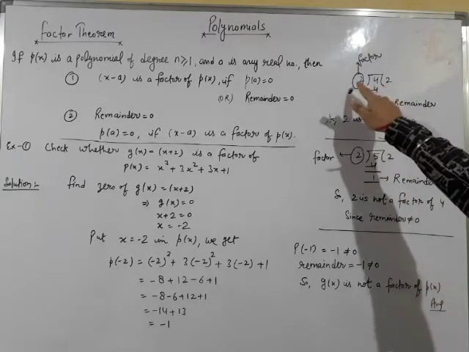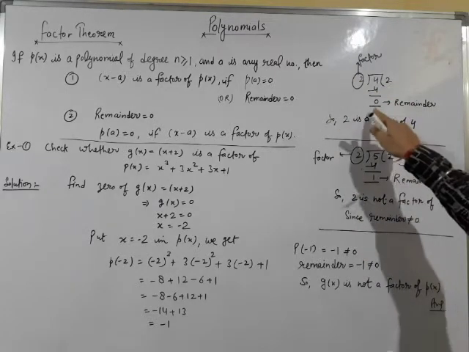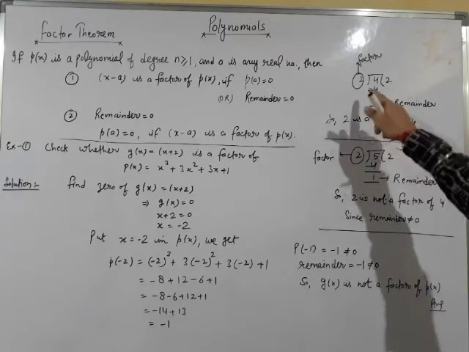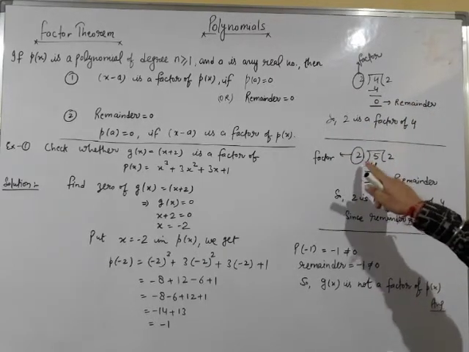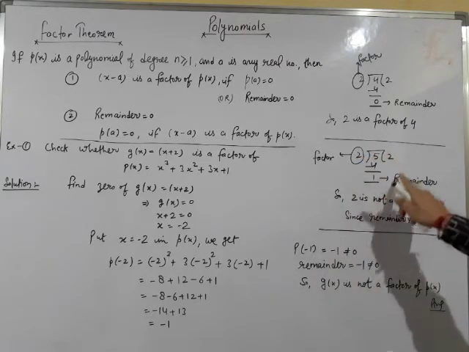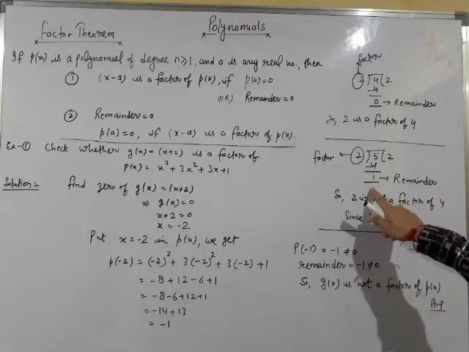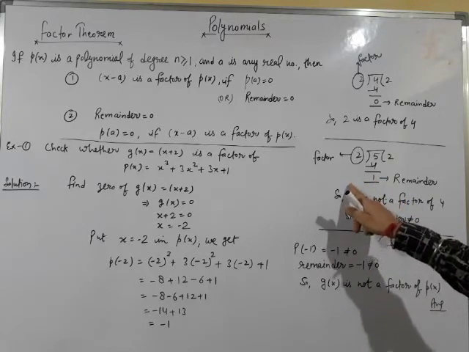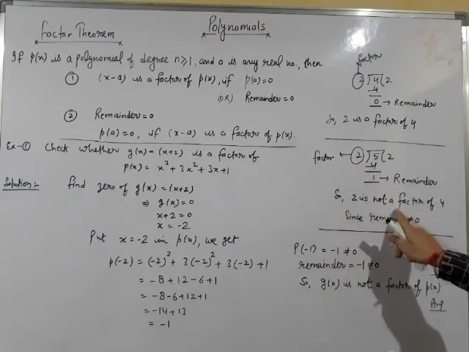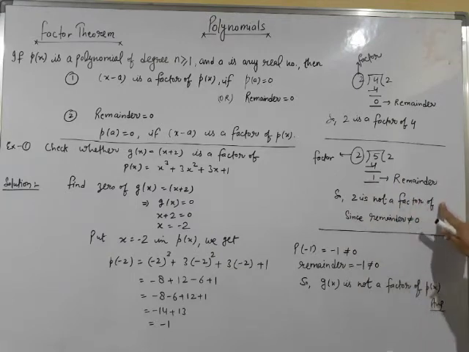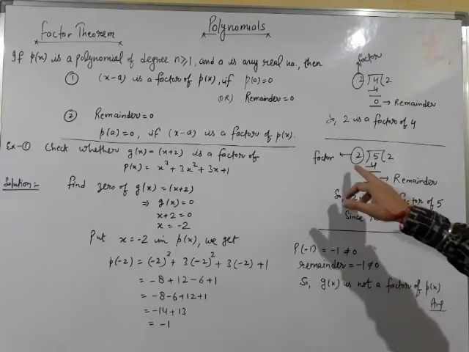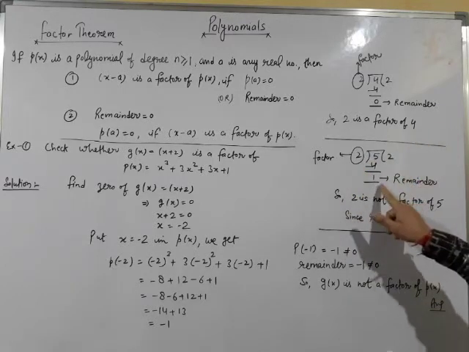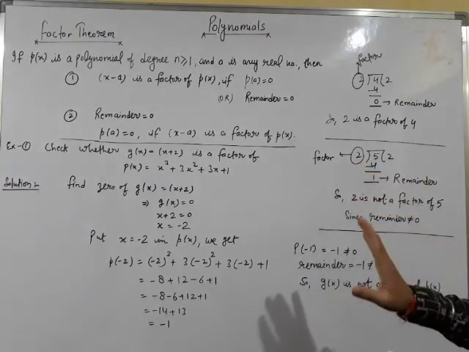When we divide 4 by 2, the remainder is equal to 0. Therefore we can say 2 is a factor of 4. And when we divide 5 by 2, we get remainder equal to 1. In this case we say that 2 is not a factor of 5, since the remainder is not equal to 0. If the remainder is equal to 0, then 2 will be a factor. If the remainder is not equal to 0, then 2 will not be a factor.